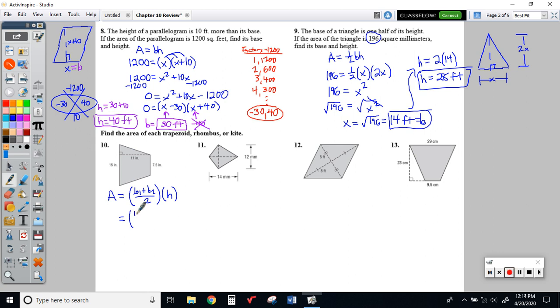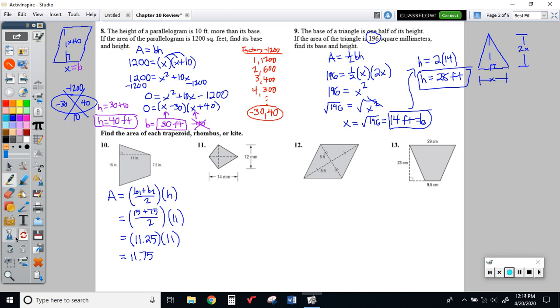So you've got 15 plus 7.5 divided by 2. That's this base, and then the height perpendicular to those is 11. And so we're looking at 22.5 divided by 2, which would be 11.25 times 11. And if we multiply that, use a calculator for that, we're looking at 123.75 exactly. If you did not round, rounding not really necessary.